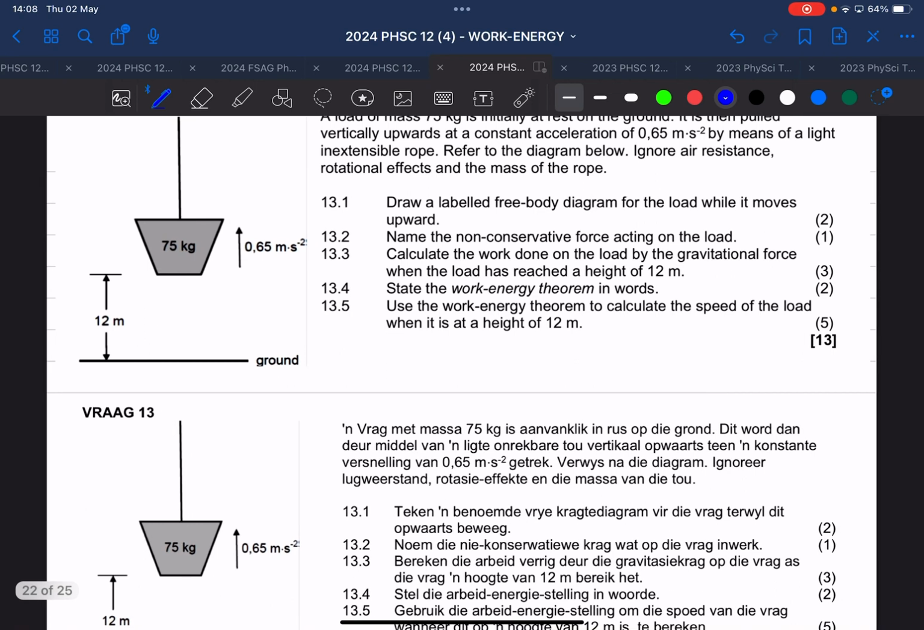Then they ask us, name the non-conservative force acting on the load. Okay, do you remember the difference between conservative and non-conservative forces? Yes, it's switched around. So our non-conservative forces are contact forces and our conservative forces are non-contact forces. So a non-conservative force, so a contact force is what?